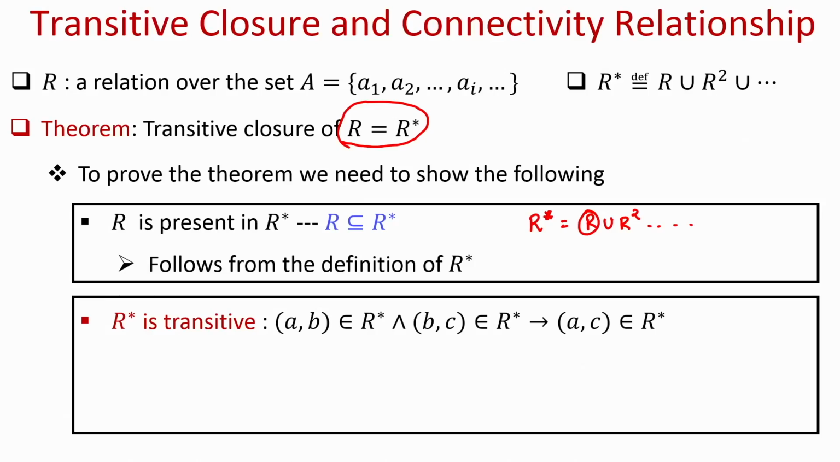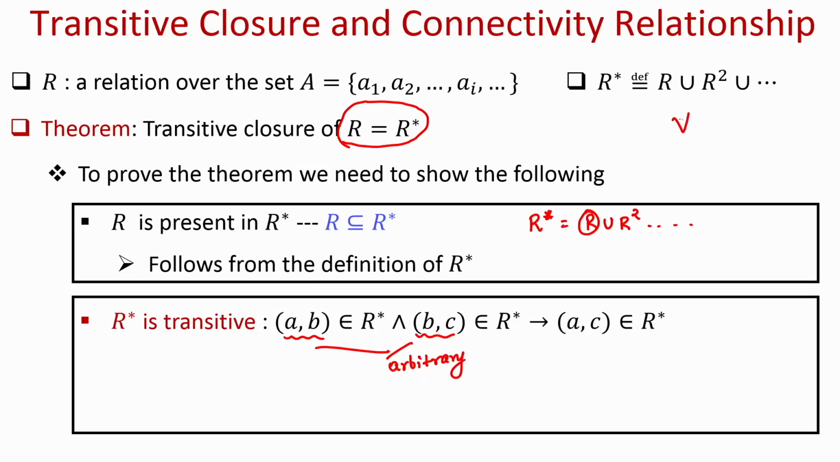And for proving that this relation R star is going to satisfy the transitivity property, what we are going to do is we are going to show the following. You take any arbitrary (a, b) and (b, c) which are present in R star, then you have the guarantee that (a, c) is also present in R star. Why am I going to show it for arbitrary a, b and arbitrary b, c?